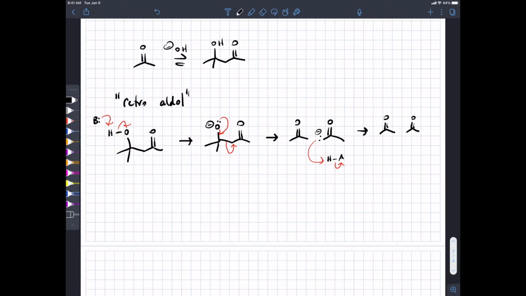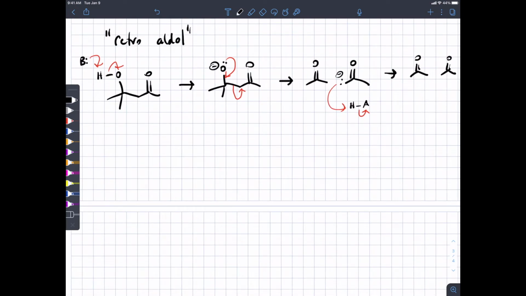Yes? If that were to start from the alkene instead? Good. That's just a little bit trickier, but not too bad. If you were starting from here, what would you do?